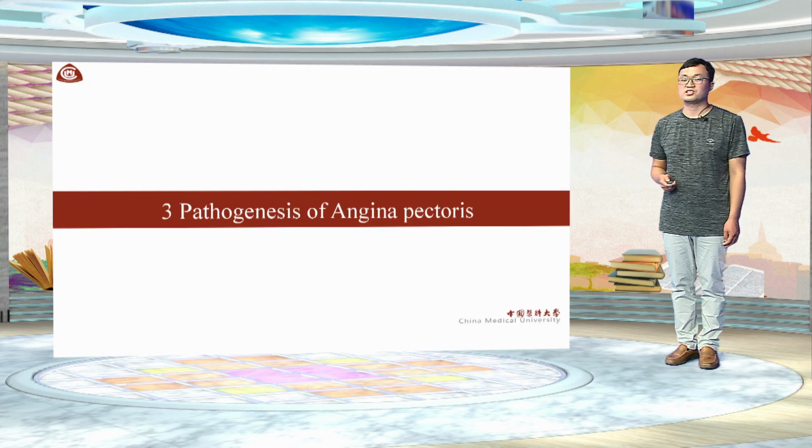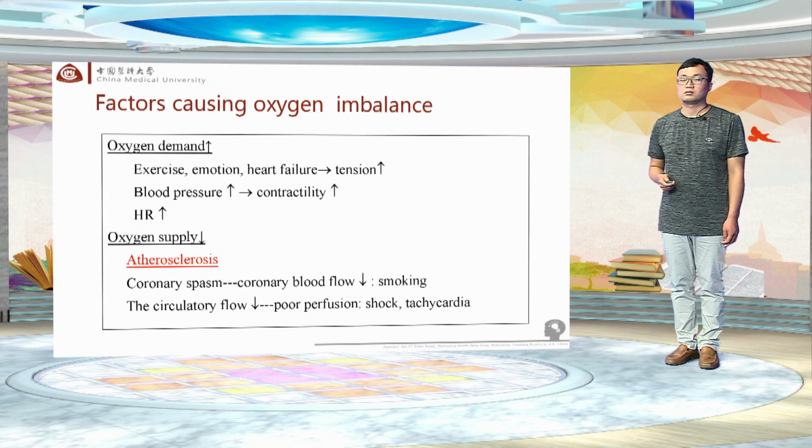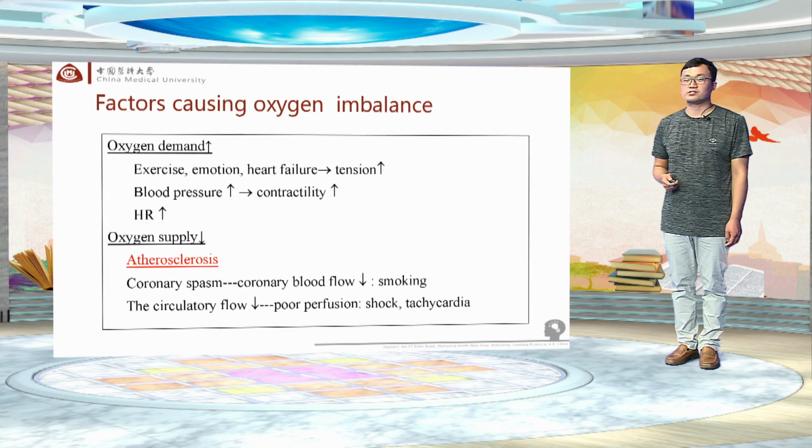Part 3. Pathogenesis of angina pectoris. There are several factors causing oxygen imbalance. For oxygen demand increase, there are exercise, emotion, heart failure, blood pressure increase, and increase of heart rate. For oxygen supply decrease, there are atherosclerosis, coronary spasm, and so on.